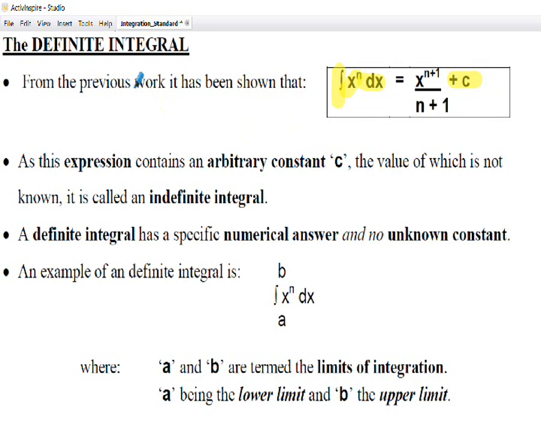What we're going to look at now are definite integrals. Slightly different format here. This is a definite integral, the integral of x to the n with respect to x, but now between the limits of a and b, where a and b are known as the limits of integration, a being the lower limit of integration and b being the upper limit of integration.